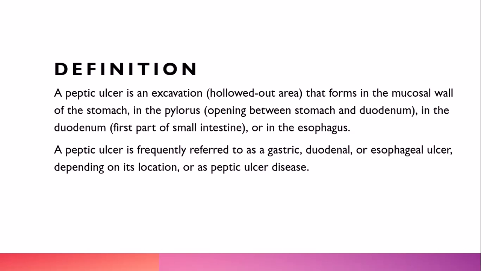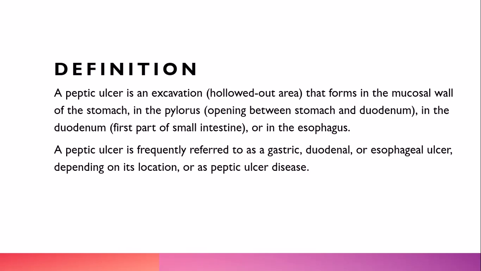Definition says a peptic ulcer is an excavation that forms in the mucosal wall of the stomach, or in the pylorus, or in the duodenum, or in the esophagus. In common language, the causes could be HCl acid formation, the more secretion of HCl acid, or any infection or bacteria which starts to eat out the internal skin, which we call mucosa.